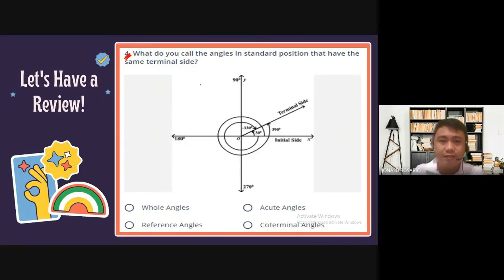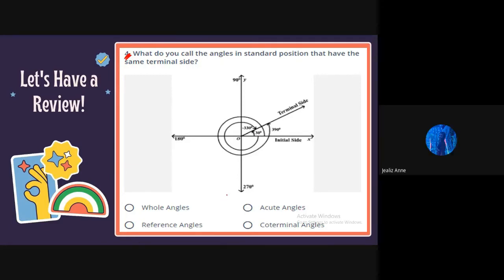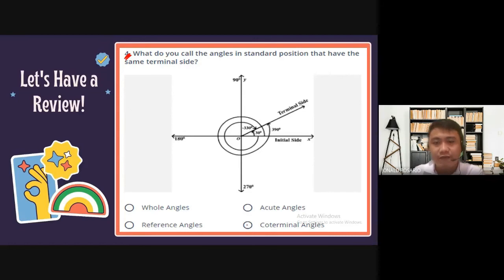We have the concept of, Jilis, what do you think? What is the answer for this? Coterminal angle. Okay, very good. So we have a coterminal angle or coterminal angles. So, sige, bigyan ko kayo ng counting preview on this one para mamaya madali nyo nang gawin.